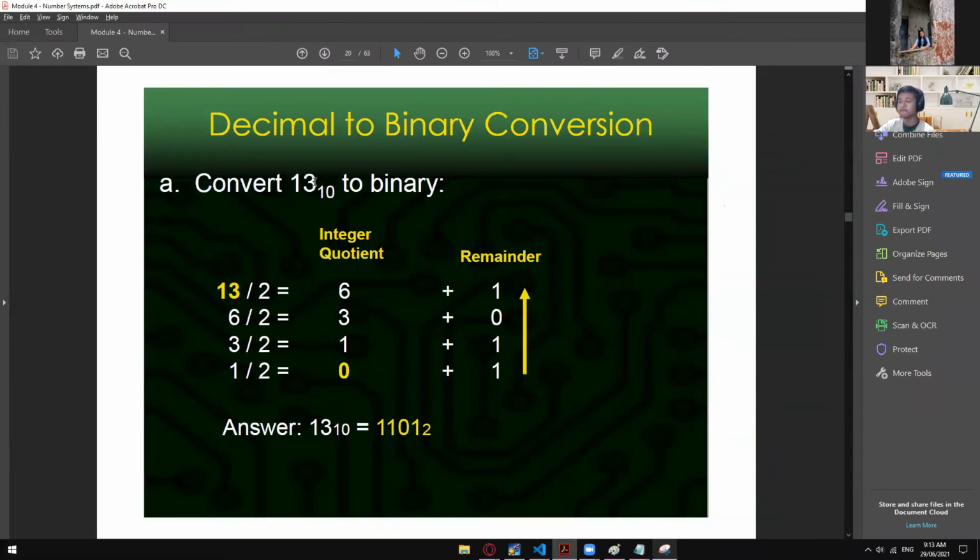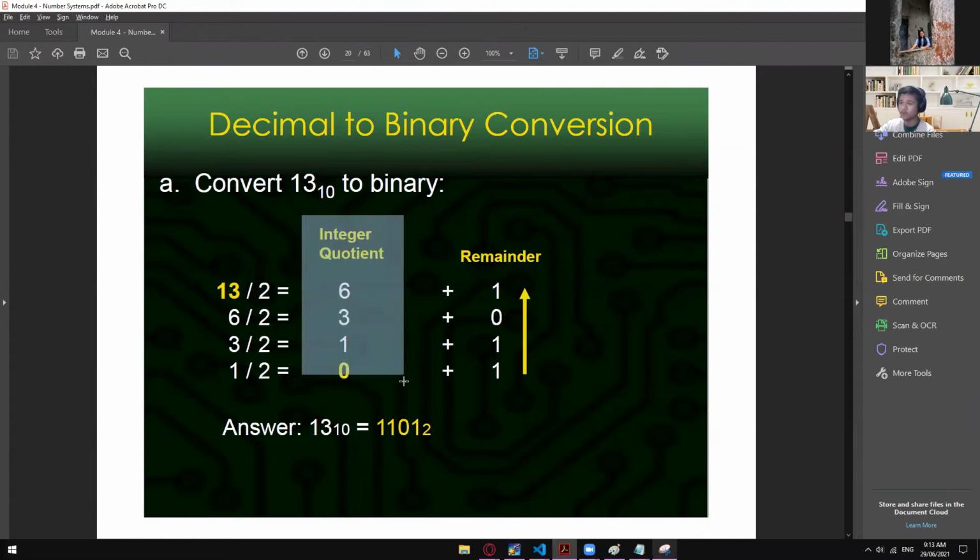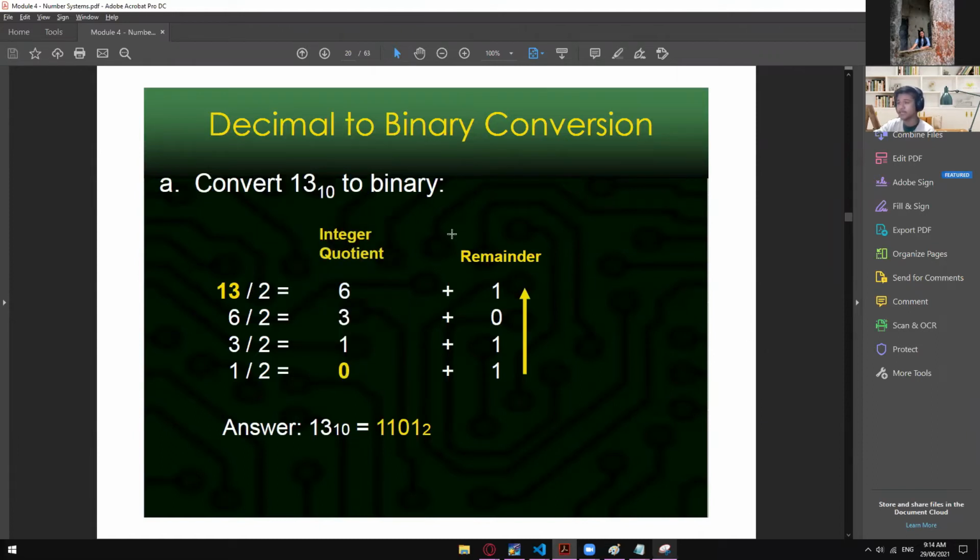In here, our divisor is the base where you want to convert this decimal. This decimal is being asked to convert to binary, so binary is our divisor. Binary is base 2. So just divide this 13 by 2, and separate the results into two parts: the first one is the integer quotient, and the second one is the remainder. So 13 divided by 2 is 6, remainder 1.